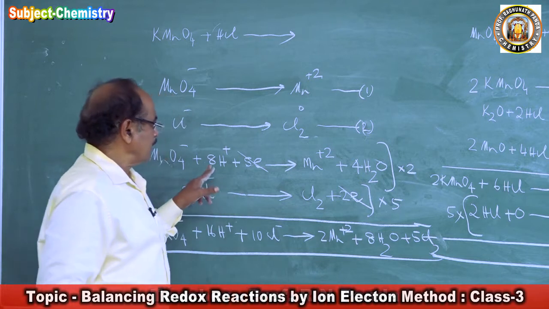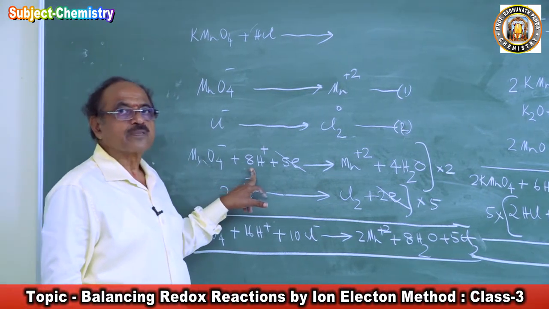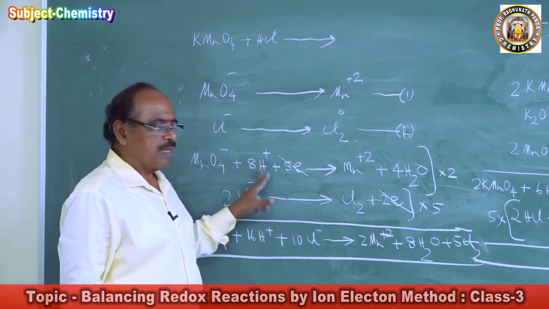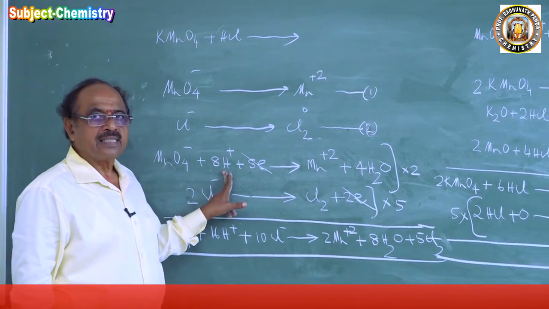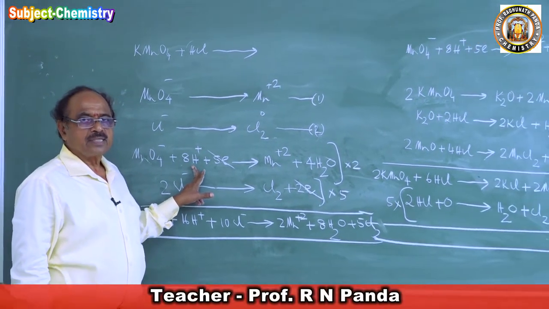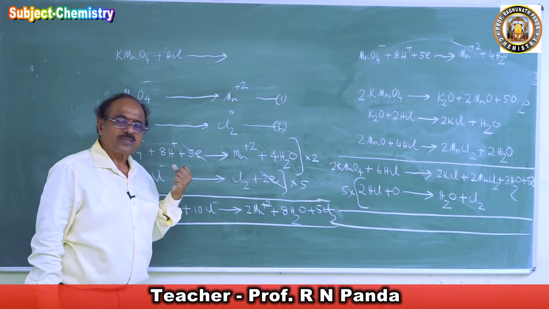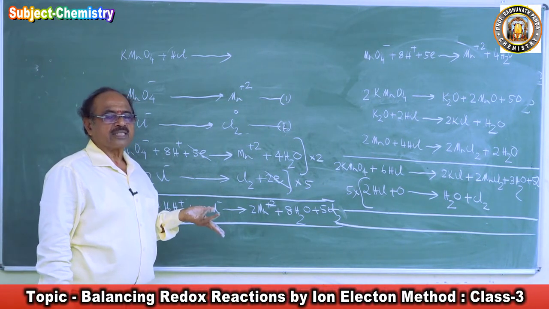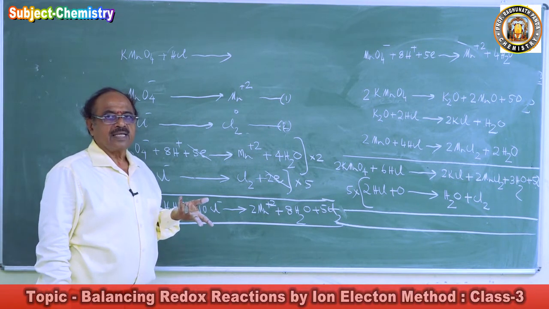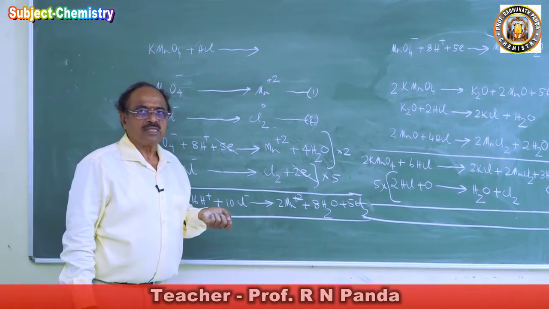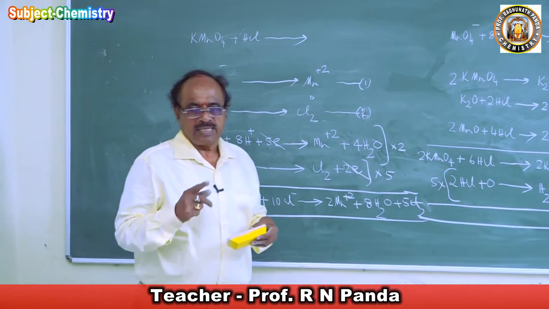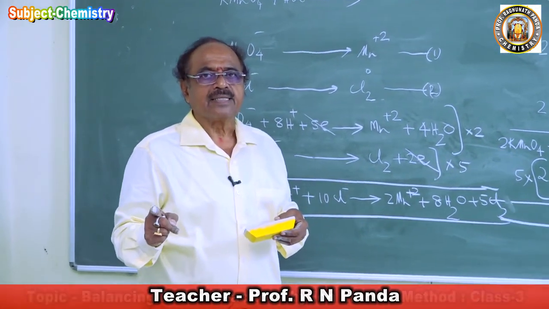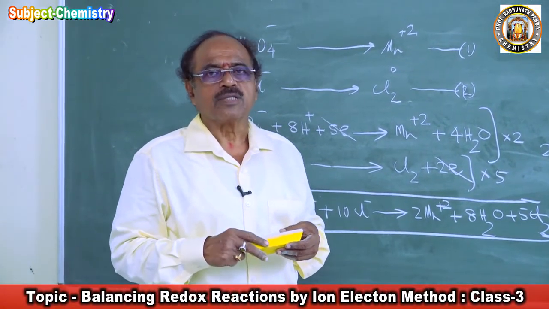For the reaction, potassium permanganate requires what? H plus ion. This H plus ion comes from where? From the acid. So it will only supply the H plus ion, but will not undergo any oxidation reaction. Hence it is always safe: whenever we are treating acidified potassium permanganate, we always use dilute sulfuric acid.